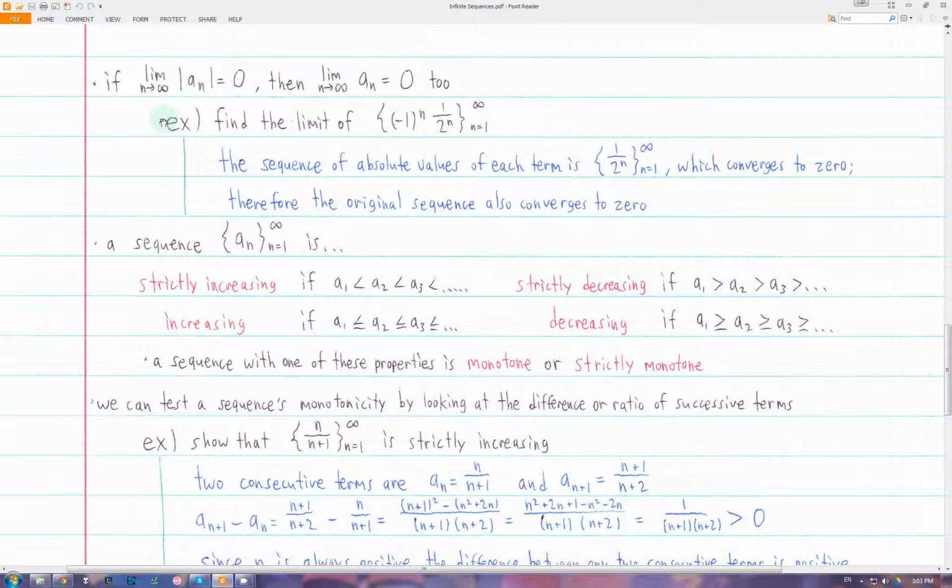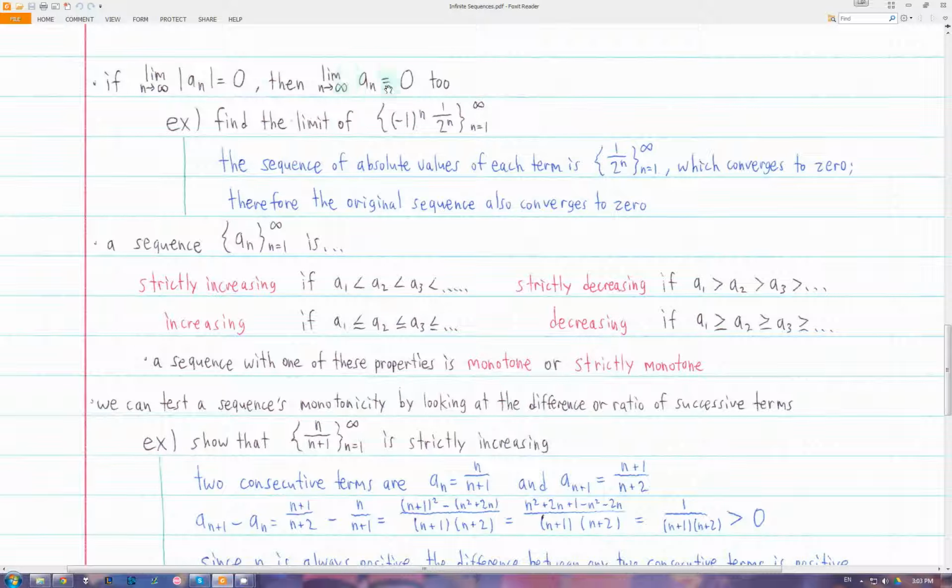So if we take the limit as n approaches infinity of the absolute value of the general term of a sequence, and that limit equals 0, then that implies that the limit as n approaches infinity of the regular general term is also equal to 0.